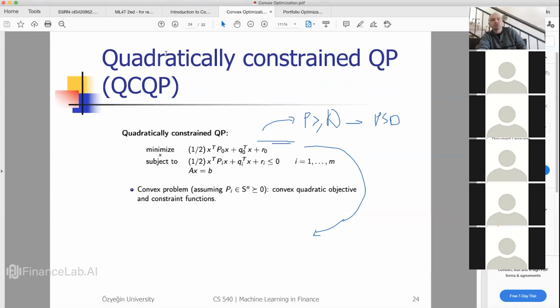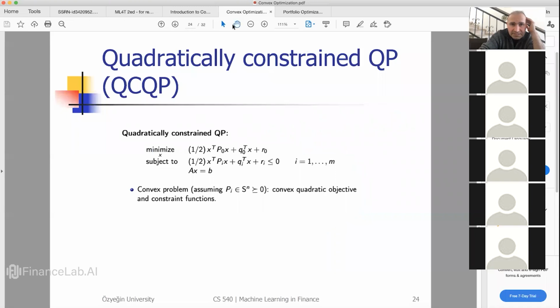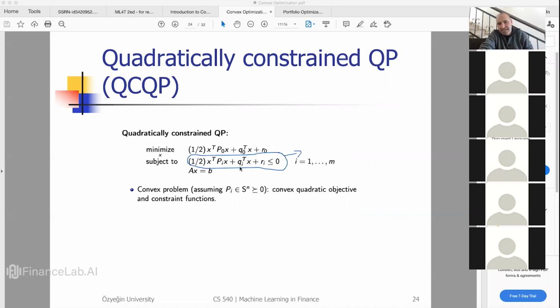Another type of problem is the quadratically constrained quadratic problem. This is similar to the quadratic programming case, but the difference is that the inequality constraint is also a second order constraint. Previously it was only q_i transpose x plus r_i, so it was only linear type, but here we also have second order or quadratic terms.